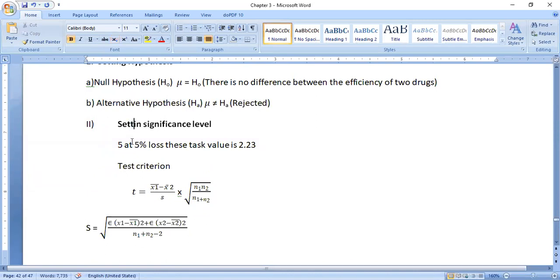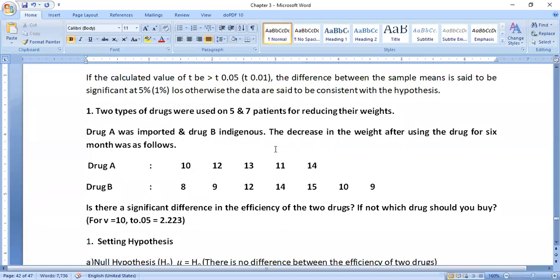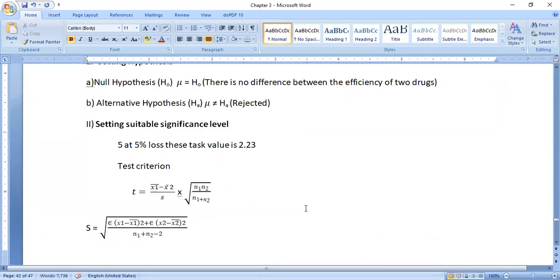Then setting a suitable significance level. Suitable means which significance level we have to write. Already it is given in the question: 5%. Sometimes the 5% will not be mentioned. Then we have to assume that it is 5% only. So, setting the significance level at 5% LOS.